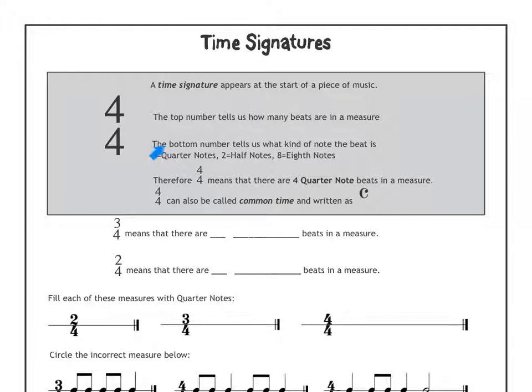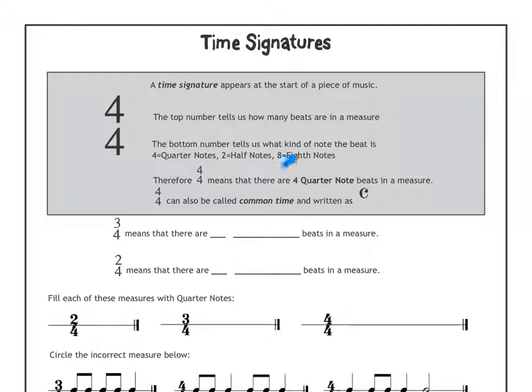Now going on to the bottom number. The bottom number tells us what kind of note that length is. In 4/4 time, which is by far the most common, a 4 on the bottom means quarter notes. There are 4 quarter notes in each bar. The bottom number could be a 2. The bottom number could be an 8. Those are the 3 most common.